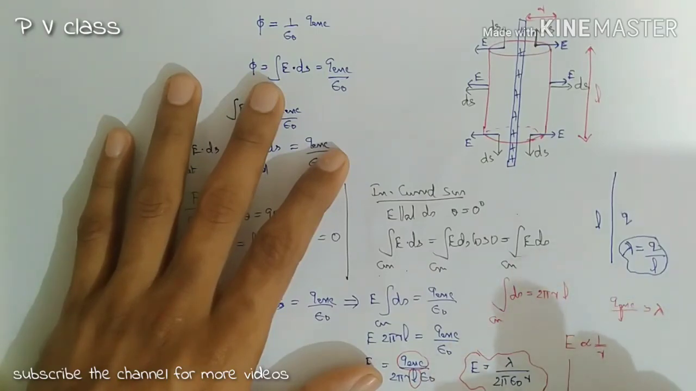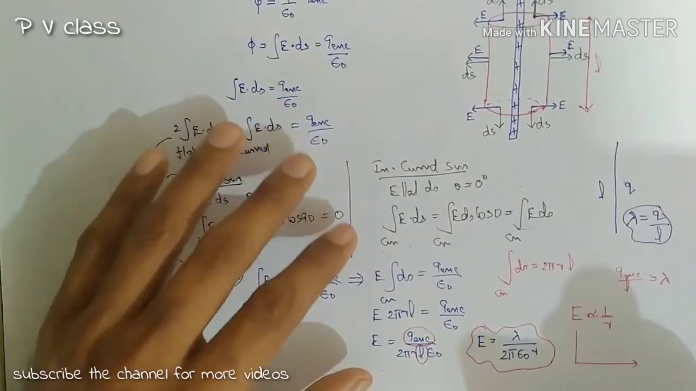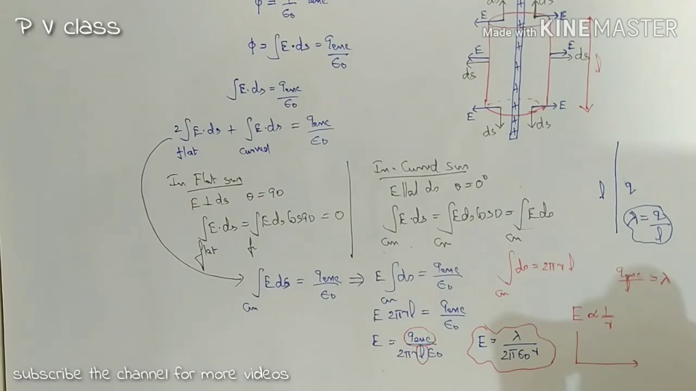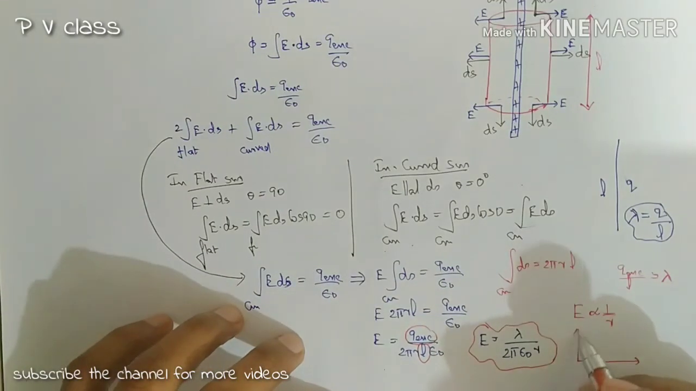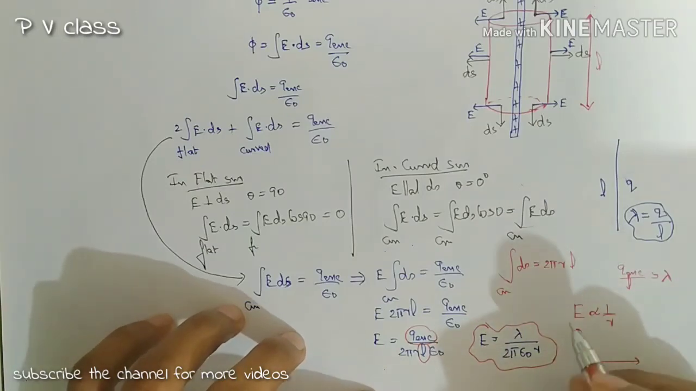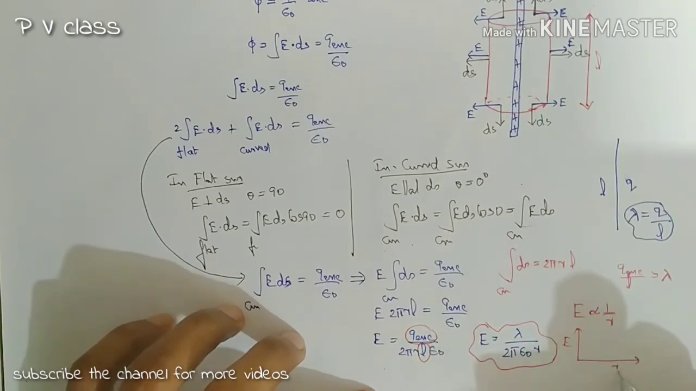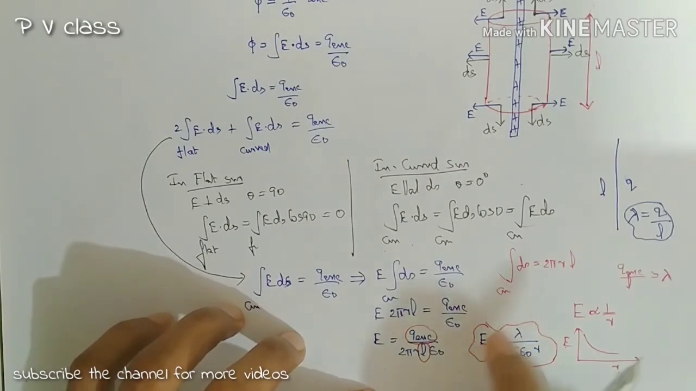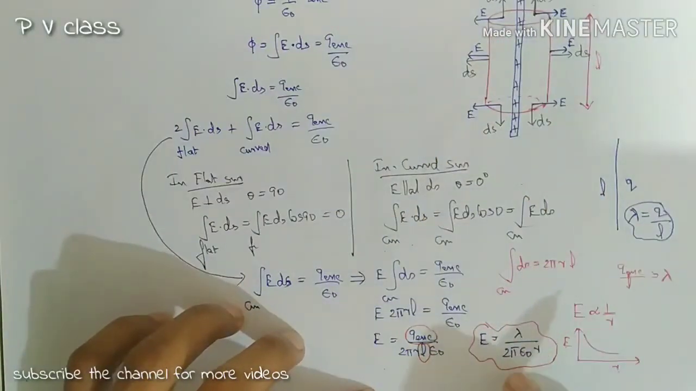And if we plot a graph with electric field intensity and distance, we could obtain a graph like this, that is, it is inversely proportional. We have studied the inversely proportional graph. This is r and this is E, means an inversely proportional graph. It will be like this. Therefore, electric field intensity due to an infinite line charge will be lambda by 2 pi epsilon 0 r. Hope you have understood this.